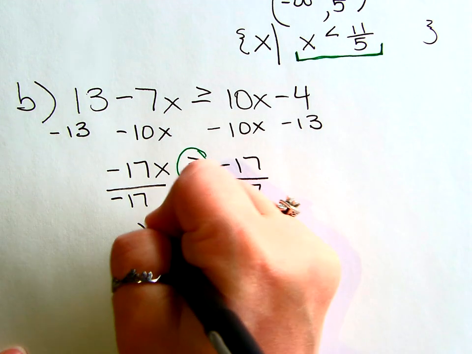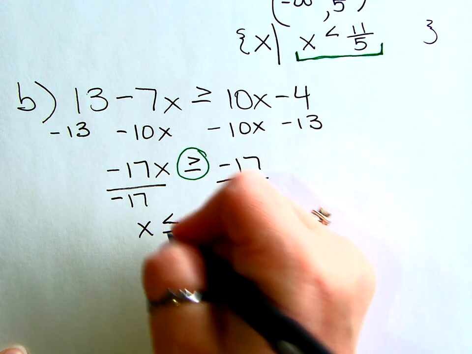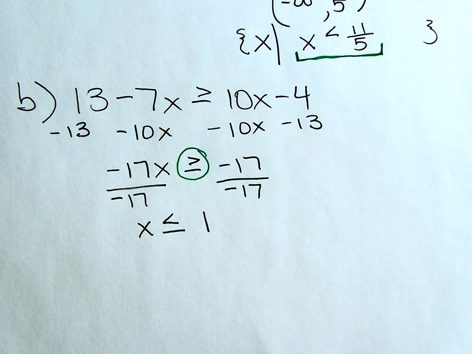So x is less than or equal to, instead of greater than or equal to, it's less than or equal to positive 1. That's what that special rule means. Where you multiply or divide by that negative, we have to flip the sign.